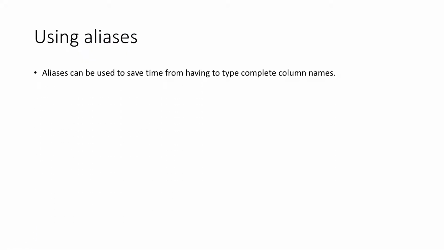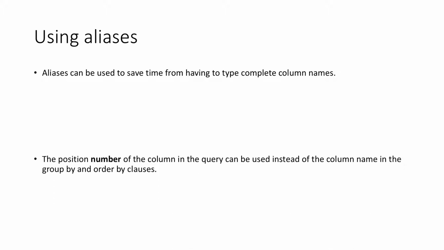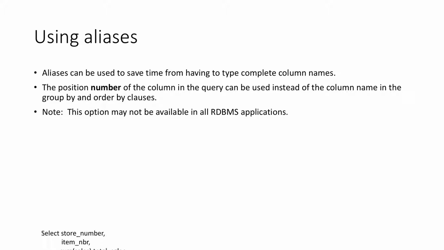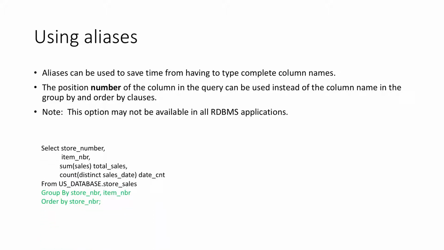Using aliases. So again, we can use aliases to save time from having to type complete column names. The position number of the column in the query can be used instead of the column name in the group by and order by. And this option may not be available for all RDBMS systems, but a majority of them will allow you to do this.